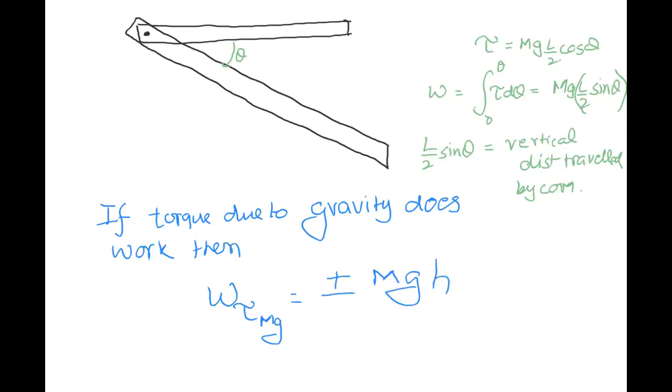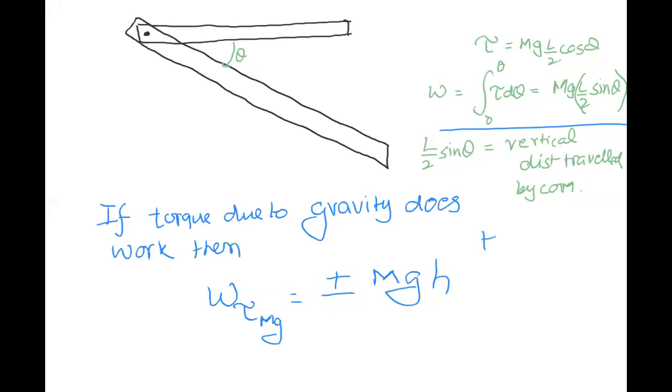So you never have to do this calculation again. This was a one-off starting derivation that I wanted you to do, but you never have to do this calculation again. If you see a rotating object and you see that gravity is applying a torque on this object, and you see that because of this torque, the object is rotating, and you want to figure out the work done by the torque due to gravity, then this work done will simply be equal to plus minus mgh.